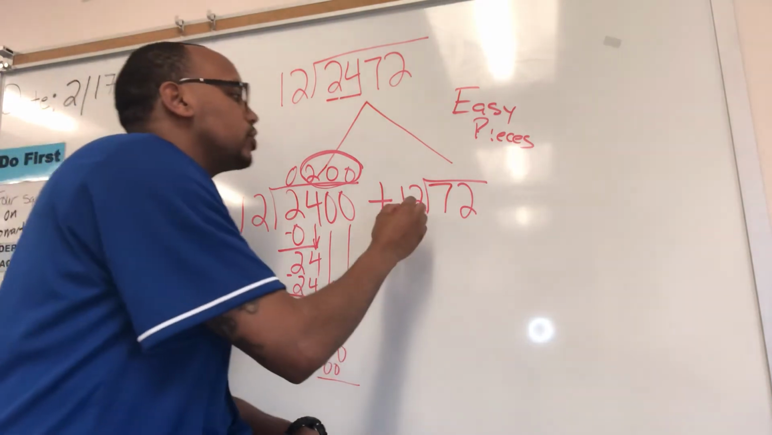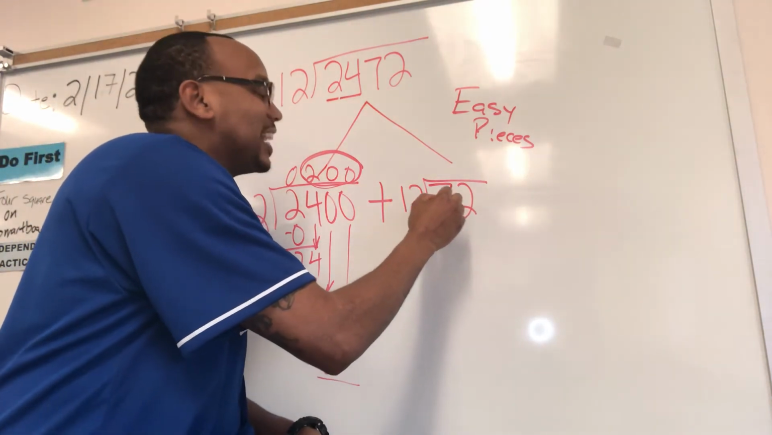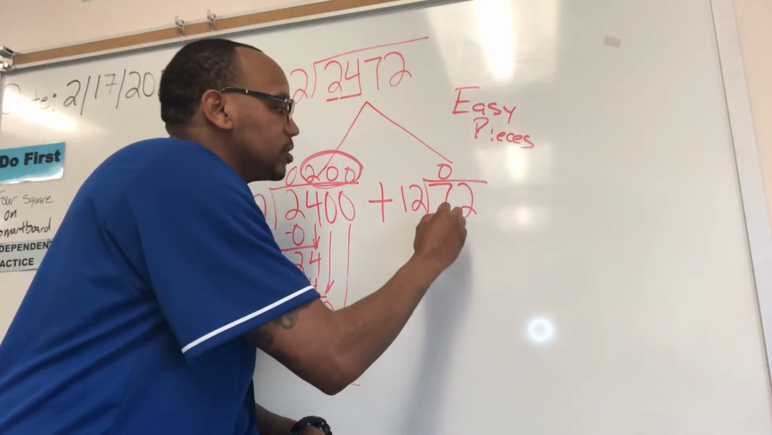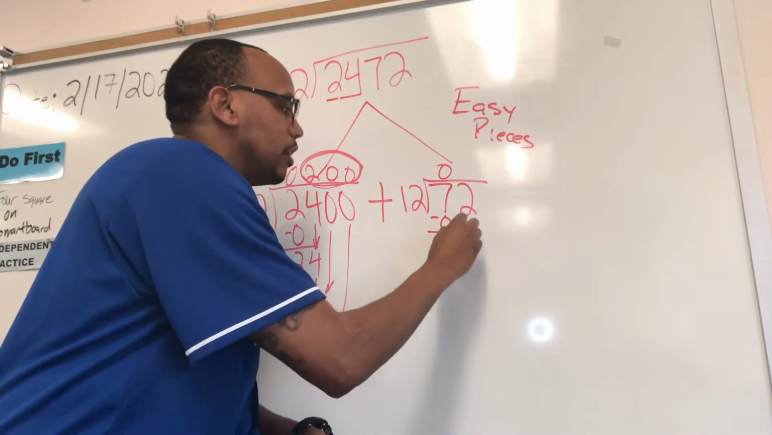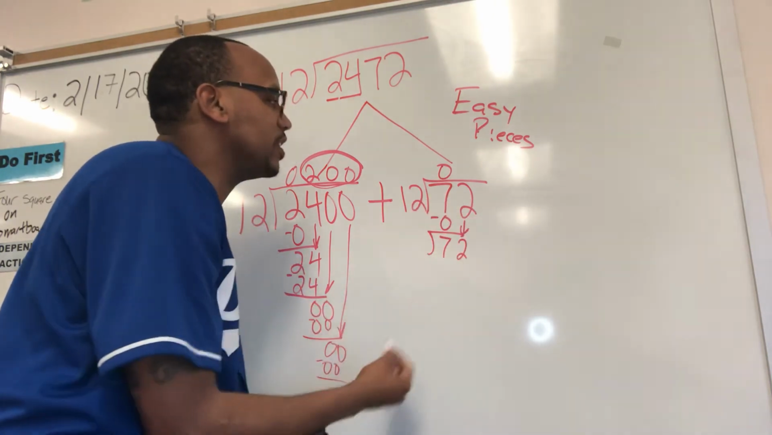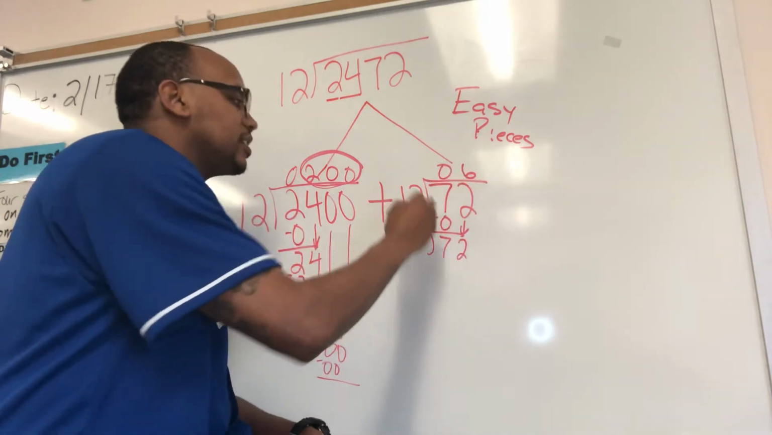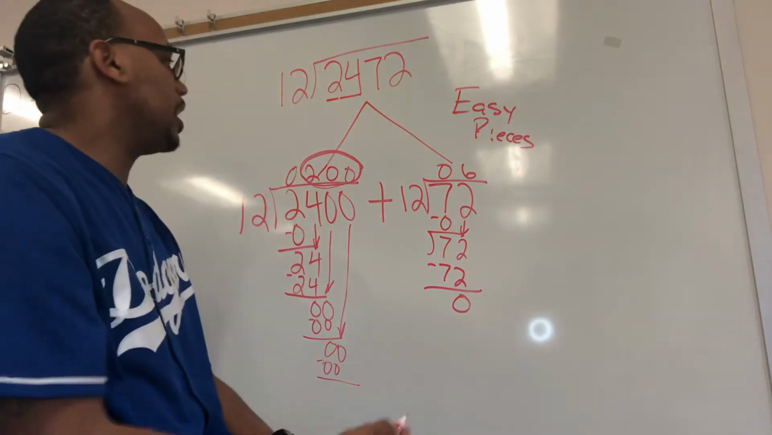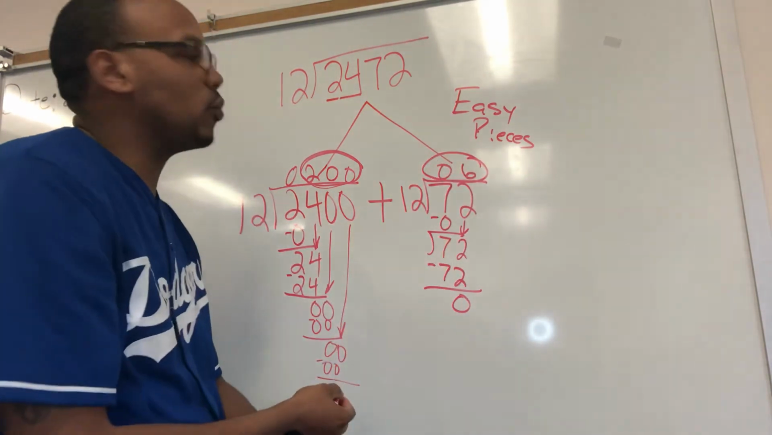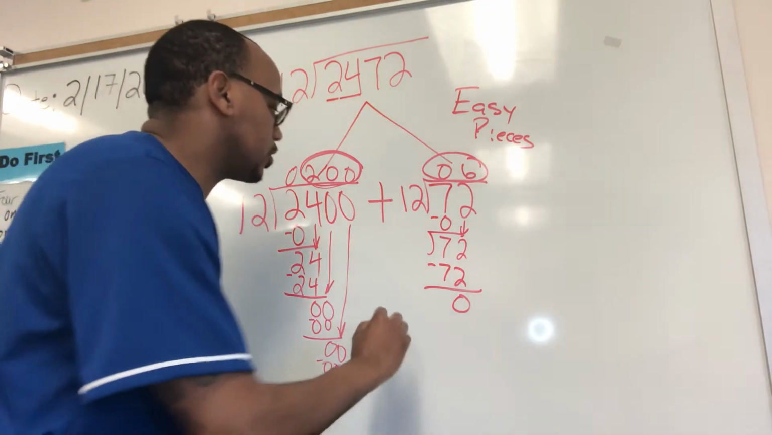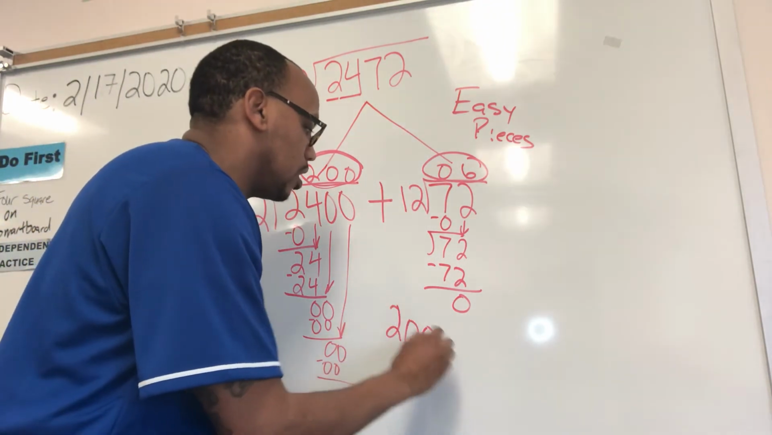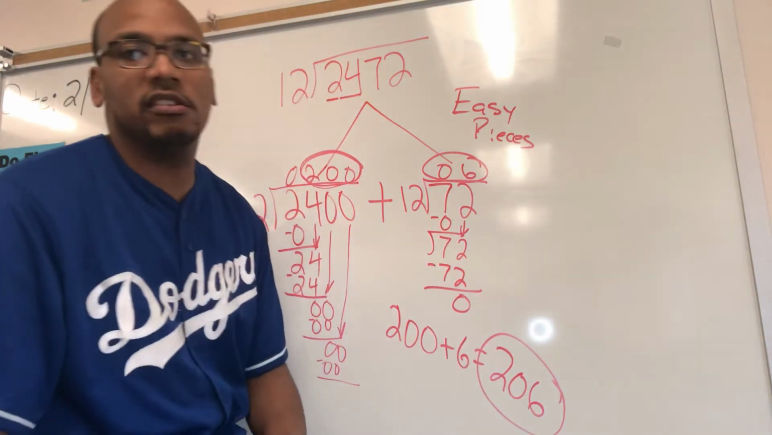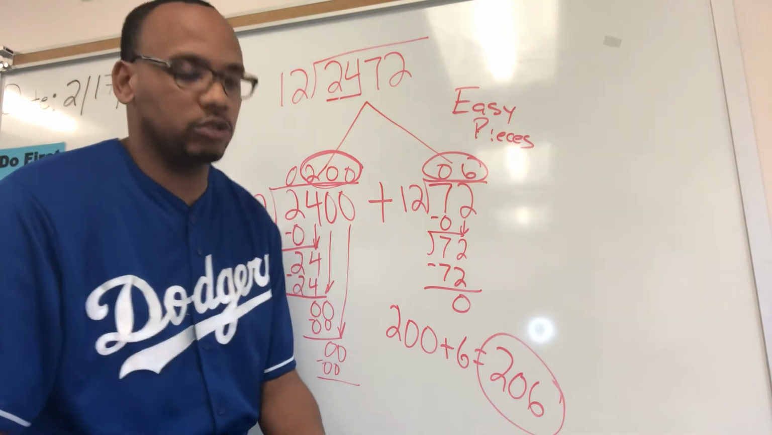Now all I have to do is 12 divided into 72. 12 goes into 7 0 times. Bring down the 2. And 12 goes into 72 6 times. 6 times 12 is 72. Subtract, 0. Now, this part is 6. So when I add the easy pieces back together, 200 plus 6 is 206. The same answer as standard and partial quotients.